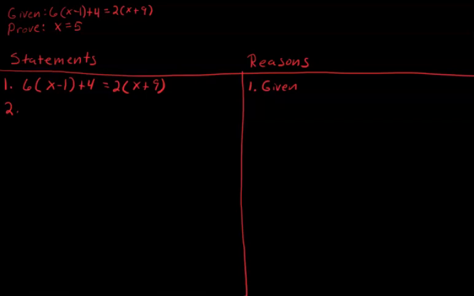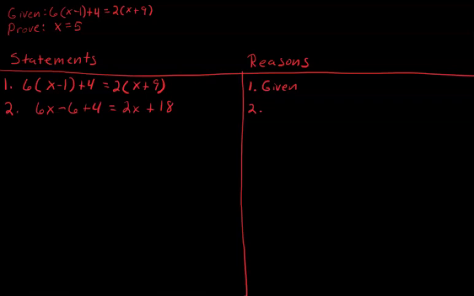Step 2, we are looking at what we would do to this algebraic problem to solve for x. Most likely, although it's not the only thing we could do here, we would distribute the 6 on the left-hand side and the 2 on the right-hand side. Distributing the 6, we get 6 times x, which gives us 6x, minus 6 times 1, which is minus 6. We still have the plus 4. Distributing the 2, we get 2 times x, which is 2x, plus 2 times 9, which is 18.